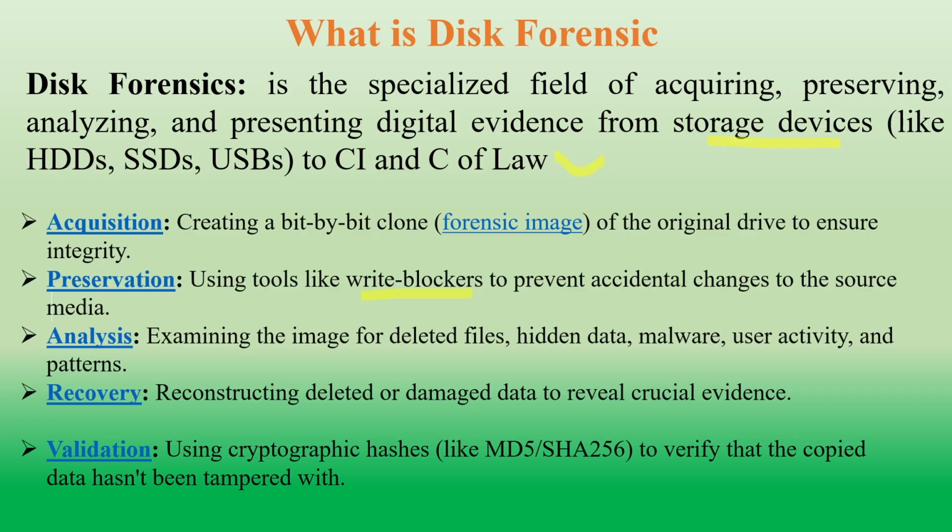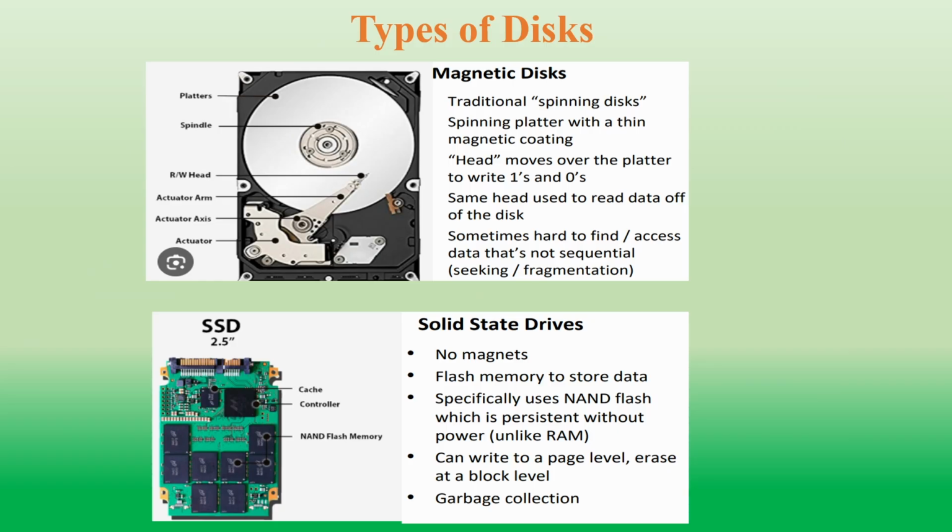And recovery means reconstructing deleted or damaged data to reveal crucial evidence. And validation means using a cryptographic hash like MD5 and SHA-1 to verify that the copy's data has not been tampered with. So at present, two types of disk are used in computers.